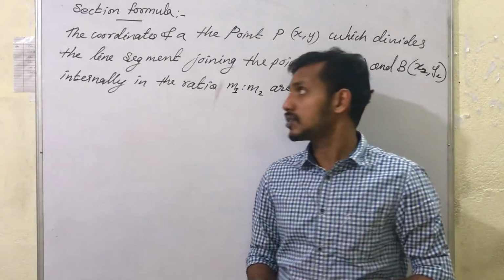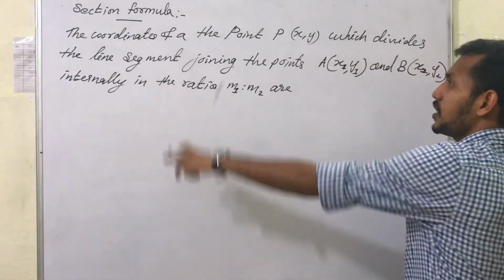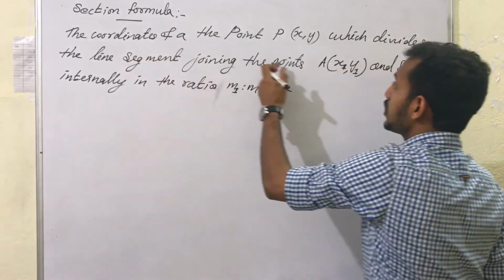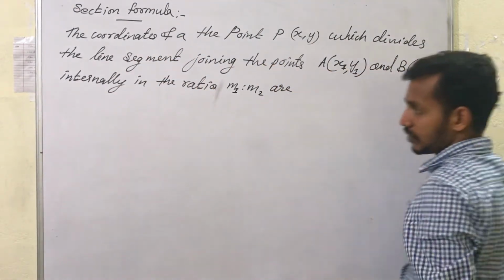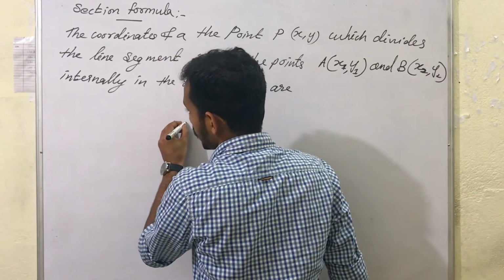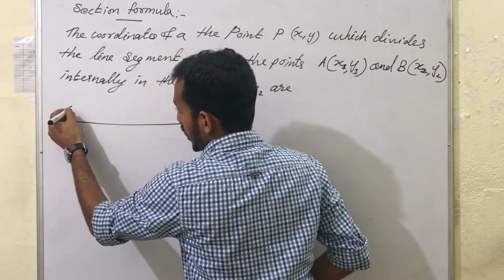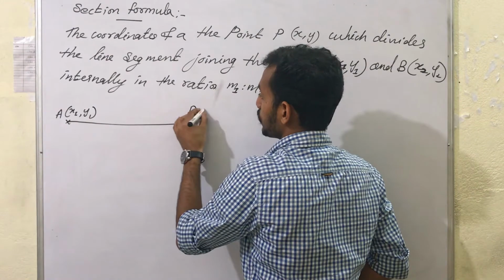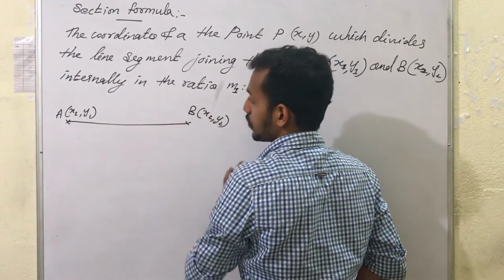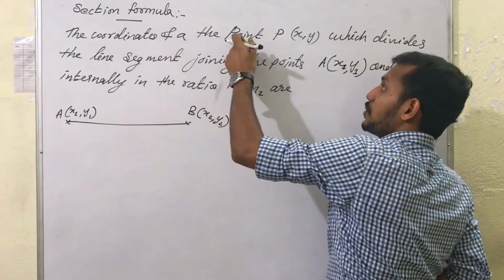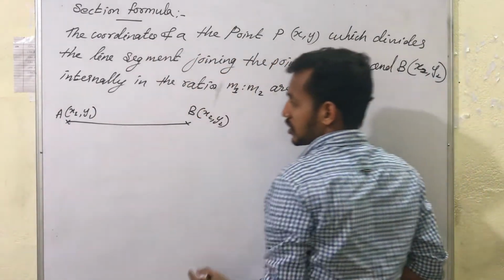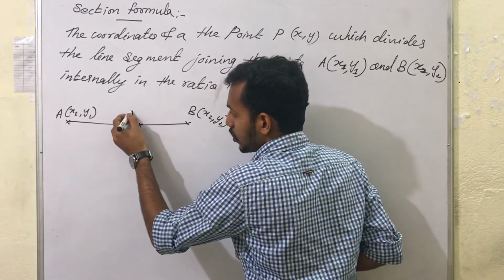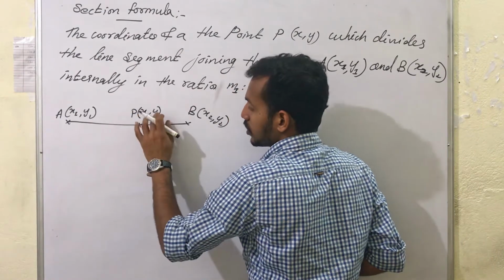Next, section formula. What is section formula? The coordinates of the point P(x, y) which divides the line segment joining the points A and B. A line segment AB is given. The coordinates of A are x1 and y1, and of another point B are x2 and y2. And the point P divides the line segment, so it will be on the line segment AB. We don't know where it is, we just consider it here.